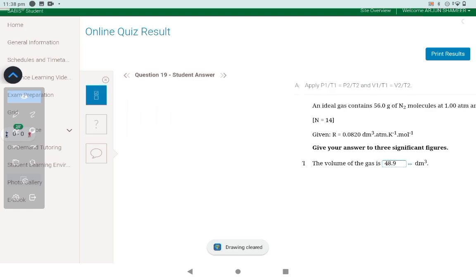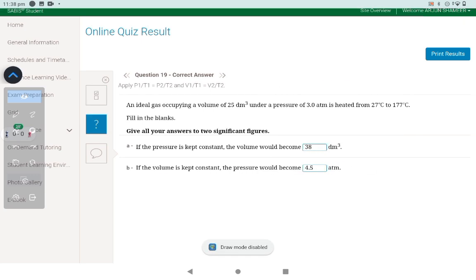Okay, next one. This one, same rule, P1 V1 over N1 T1. So they gave us the conditions, 3 atmosphere. Okay, we'll do A first. So it's 3 atmosphere multiplied by the volume of 25. N1 stays the same. And from 27 to 177, 27 plus 273 would give us 300.